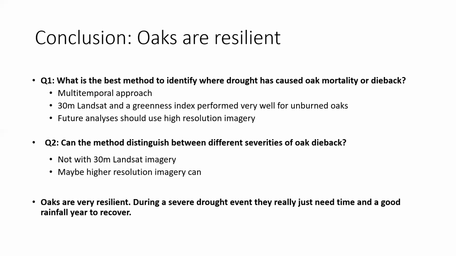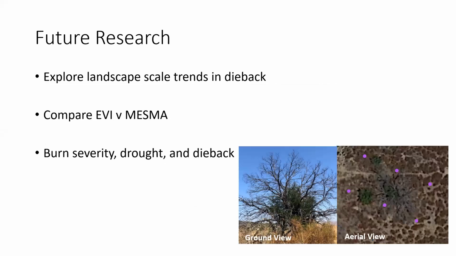In conclusion, a multi-temporal approach using 30-meter Landsat imagery and a simple greenness index performed very well in assessing dieback in unburned oaks. However, high-resolution imagery will likely perform better as pixels will be more homogeneous, which may help to distinguish different degrees of oak dieback and post-fire oak regrowth. Finally, field surveys show oaks are very resilient despite some severe dieback, suggesting oaks will perform relatively well in future mega droughts. Future research should explore trends in dieback across the park using variables like slope, aspect, and precipitation.